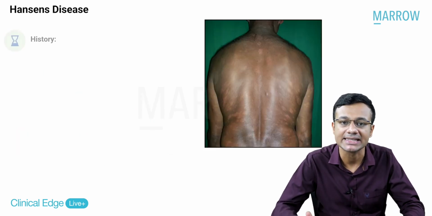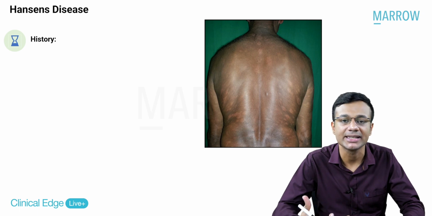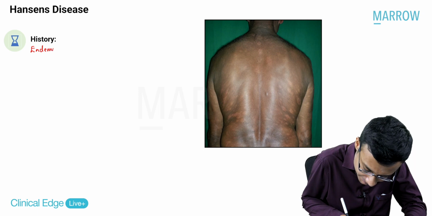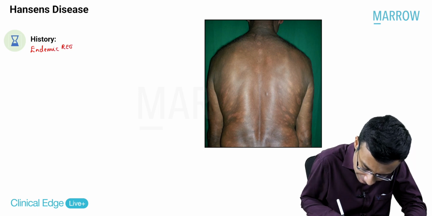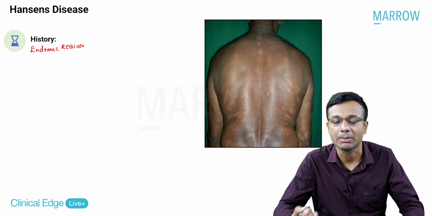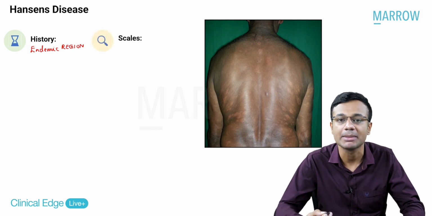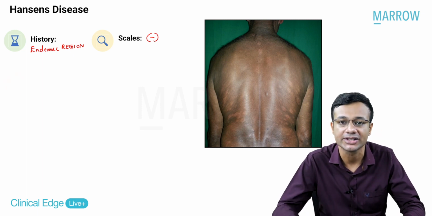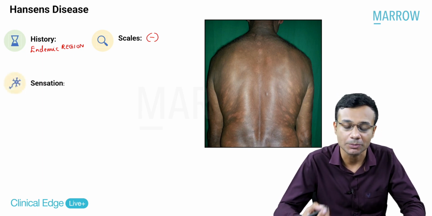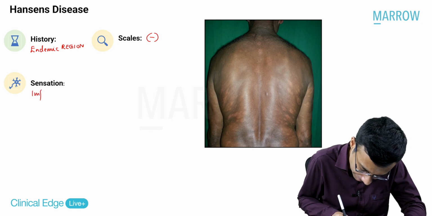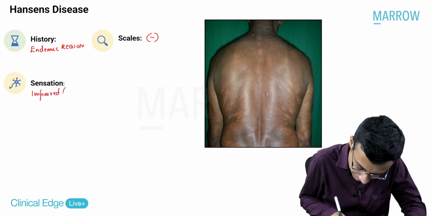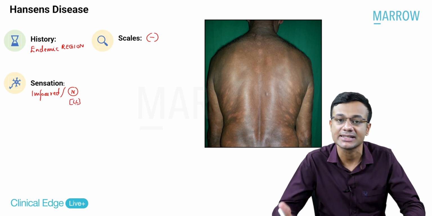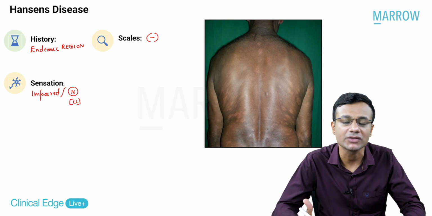Next differential was Hansen's disease. Now usually in an exam scenario, a patient of Hansen's is going to be from one of the endemic regions for Hansen's. So an endemic region like Bihar, UP, Tamil Nadu may be mentioned in the exam. Number 2, please remember what goes against Hansen's is that Hansen's is a non-scaly condition. Third thing is sensation. So please remember, sensation is impaired in Hansen's but can be normal in lepromatous leprosy. In lepromatous leprosy, the sensation over the skin lesions may be normal, but most of the other times there is impaired sensation in Hansen's.